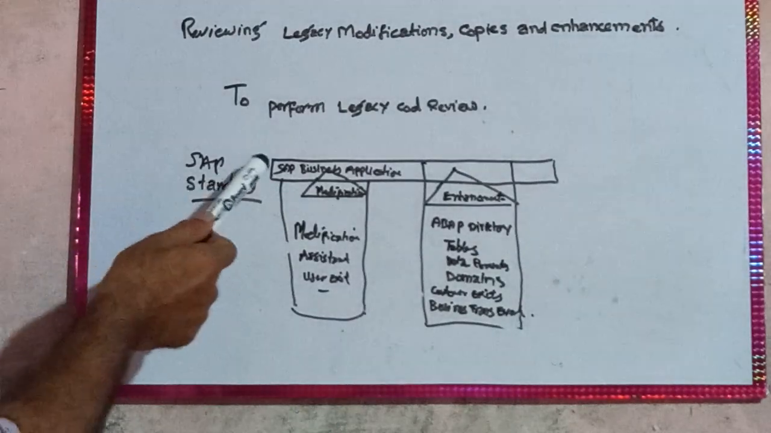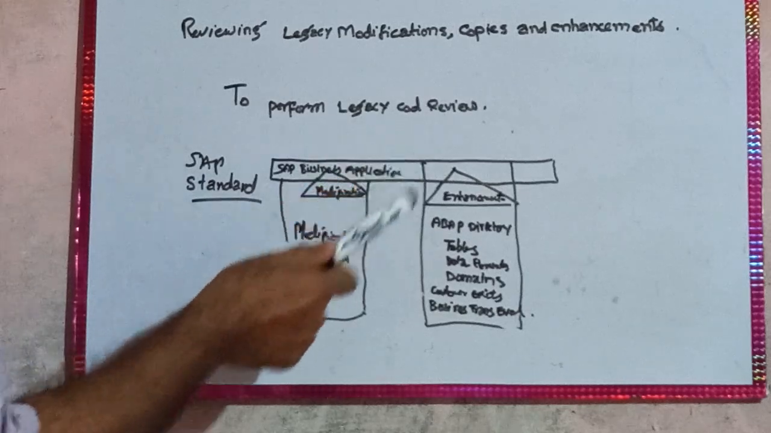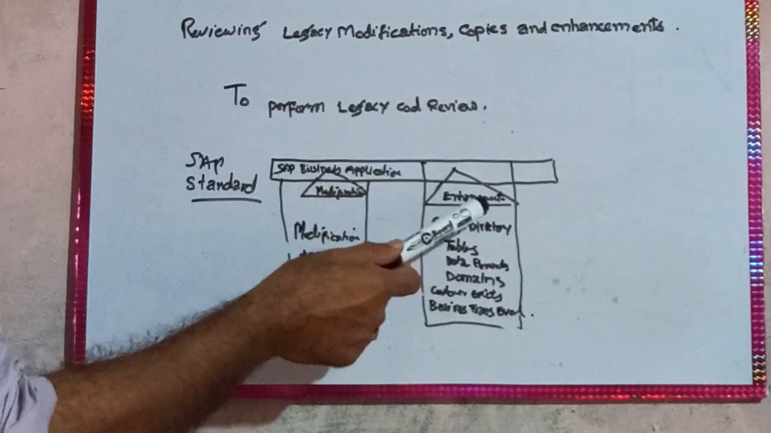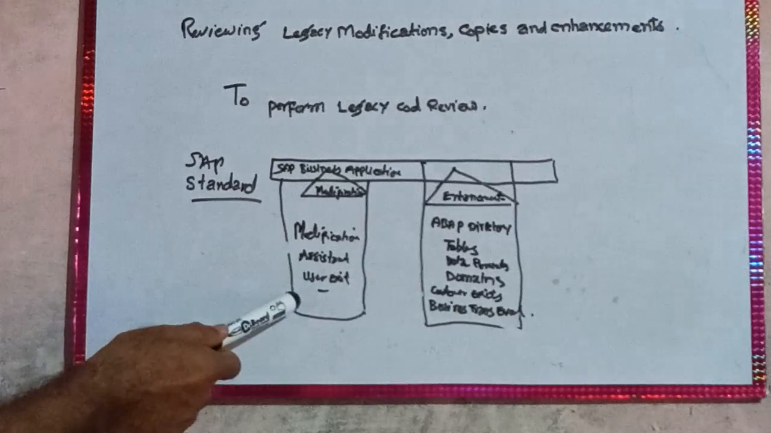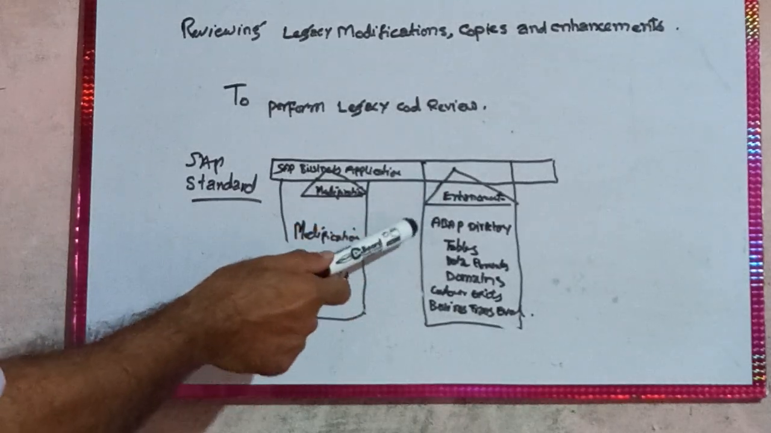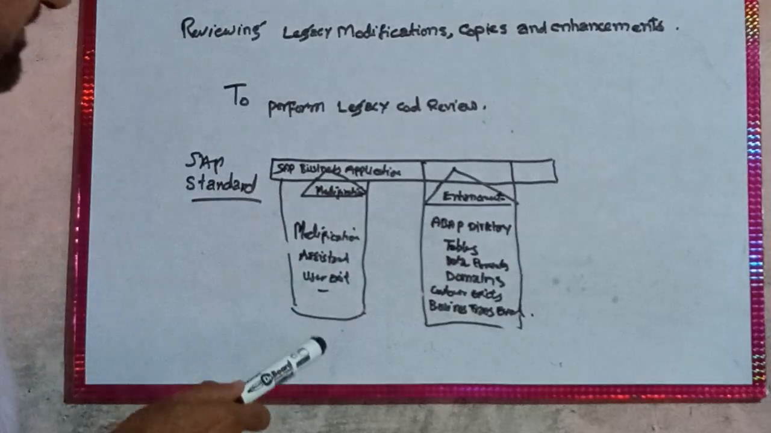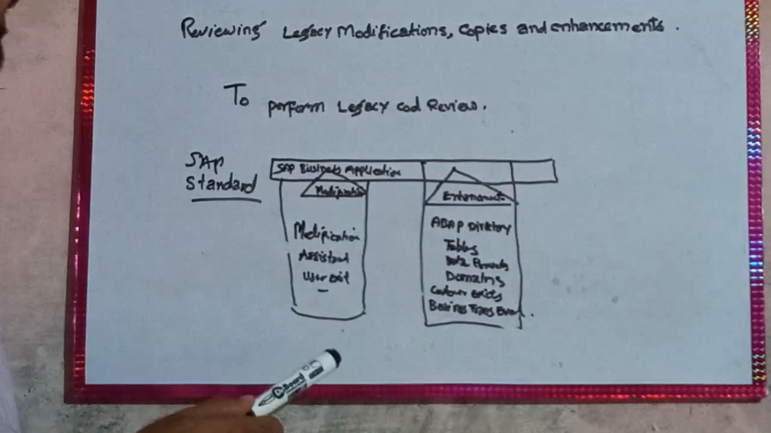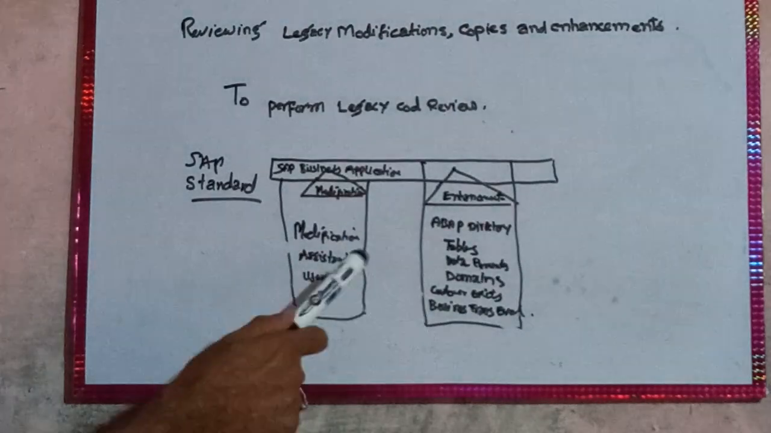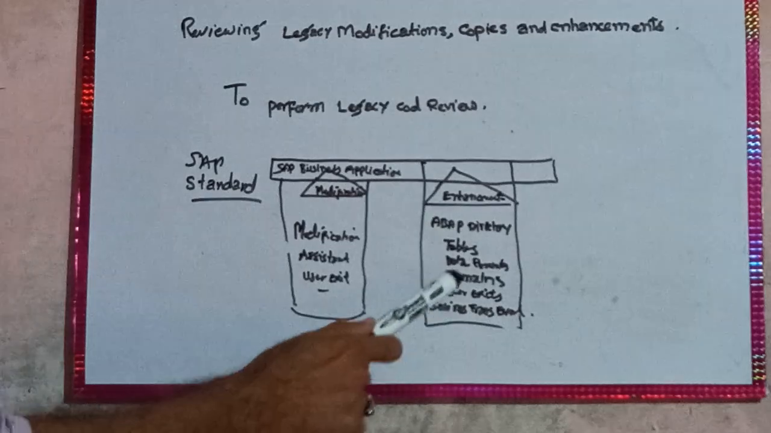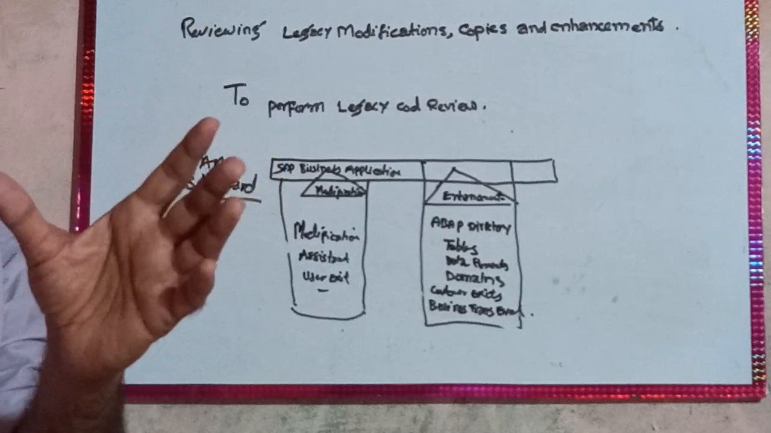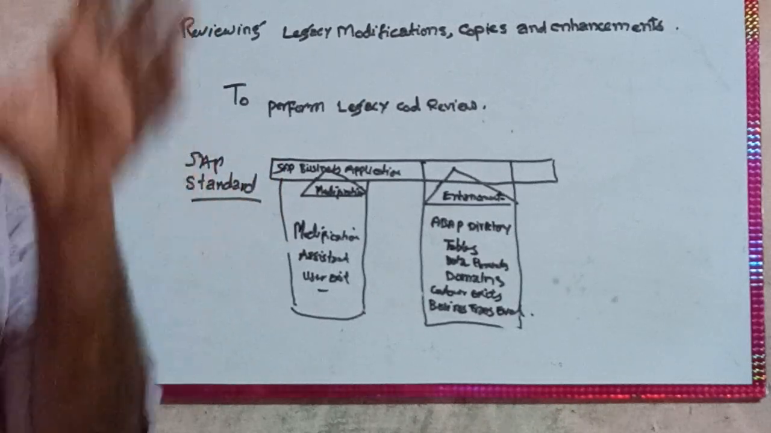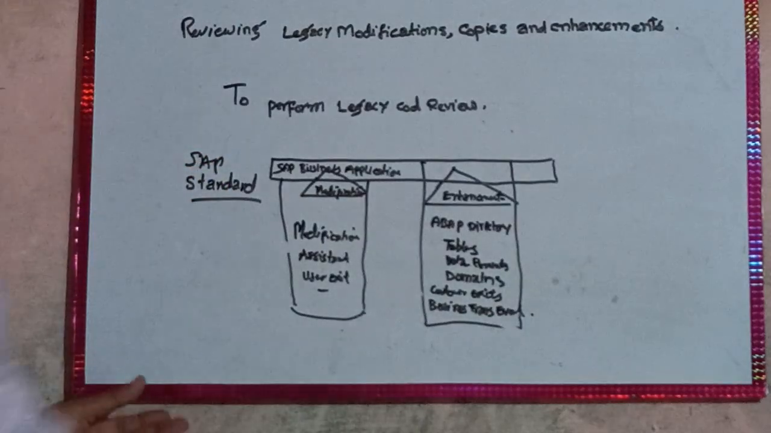So, SAP Standard, SAP Business Application, and then modification and enhancement. In modifications: assistant, user exits. In enhancement: ABAP dictionary, tables, data elements, domains, customer exits, business transactions, events, and so on. So this is the basic review of legacy code, the main topic, and we will go ahead.